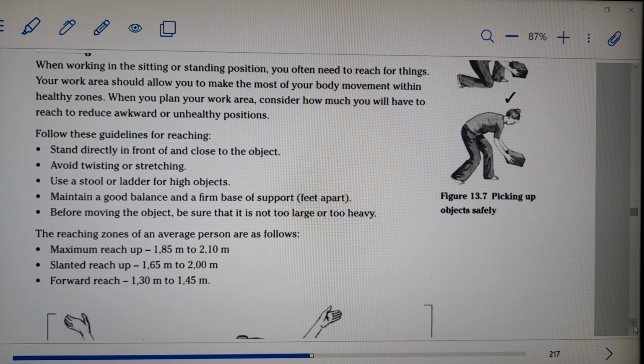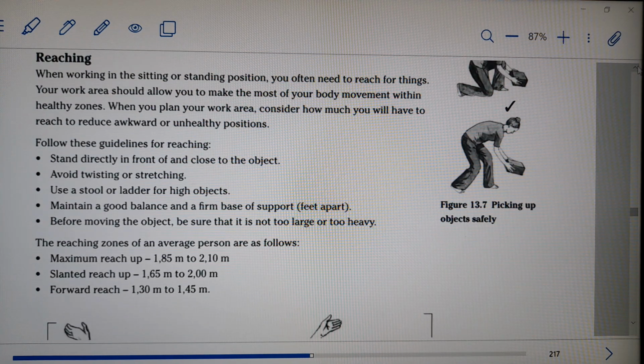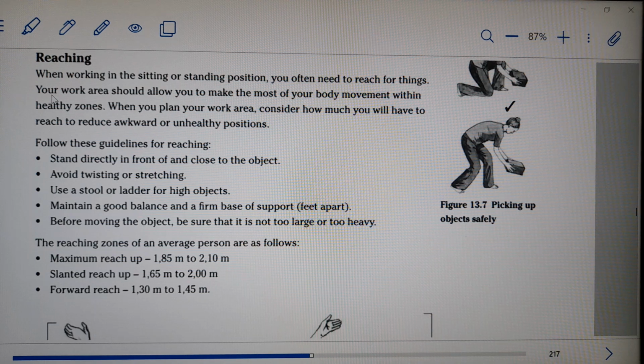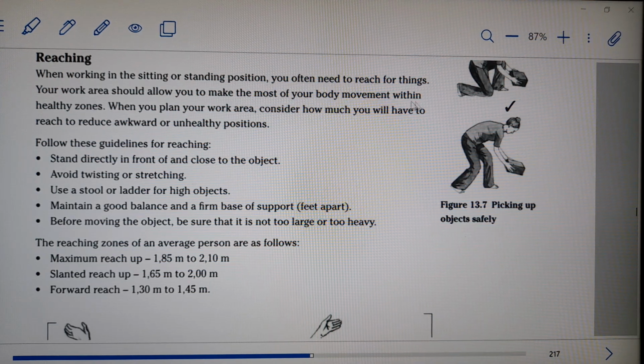Let's look at reaching now. When working in sitting or standing position, you often need to reach for things. Your work area should allow you to make most of your body movements within healthy zones. When you plan your work area, consider how much you will have to reach to reduce awkward and unhealthy positions.